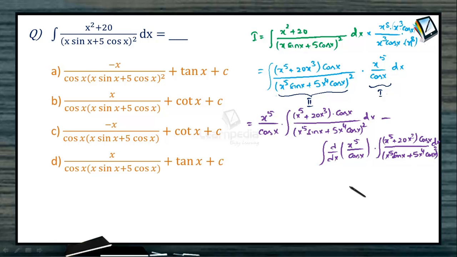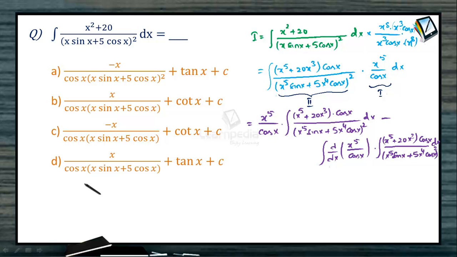Now there are two parts to evaluate in this. One is the derivative of x⁵ by cos x, which needs to be found out, and then this integral, (x⁵ + 20x³) cos x by (x⁵ sin x + 5x⁴ cos x) whole square. This term is present in two different terms, so we need to evaluate these two. First let us evaluate the derivative part.